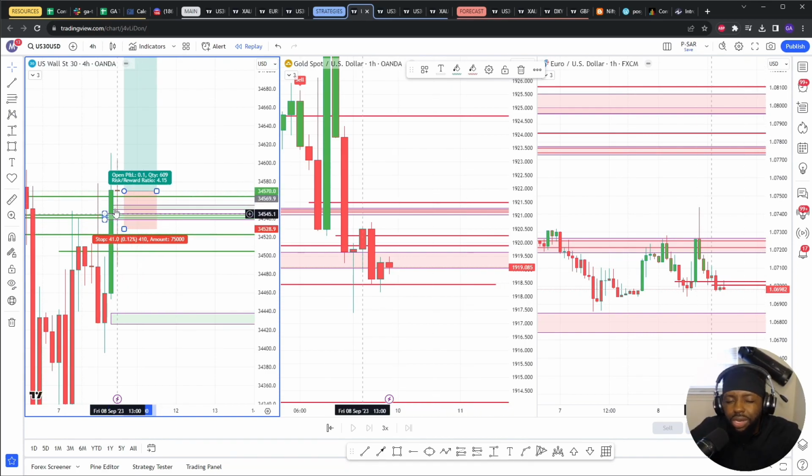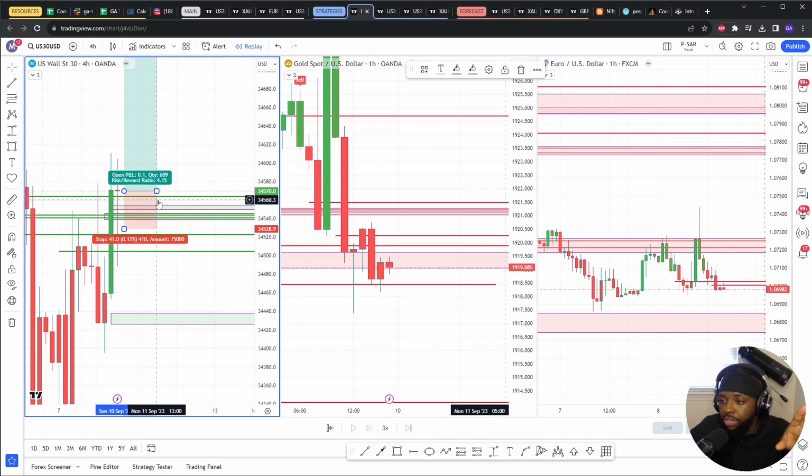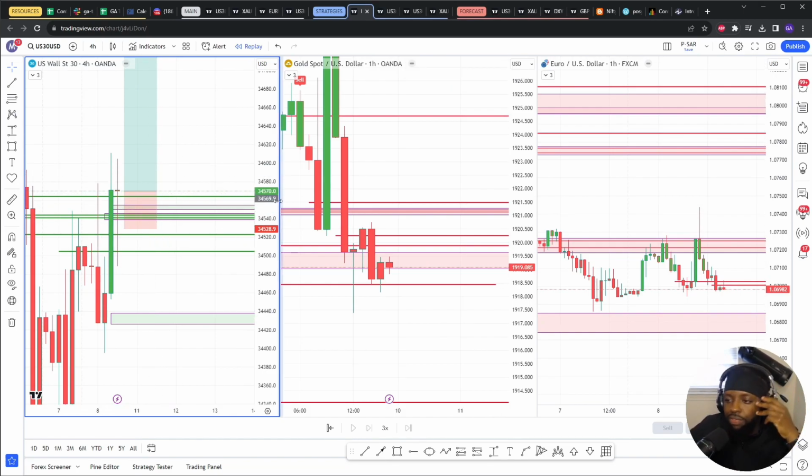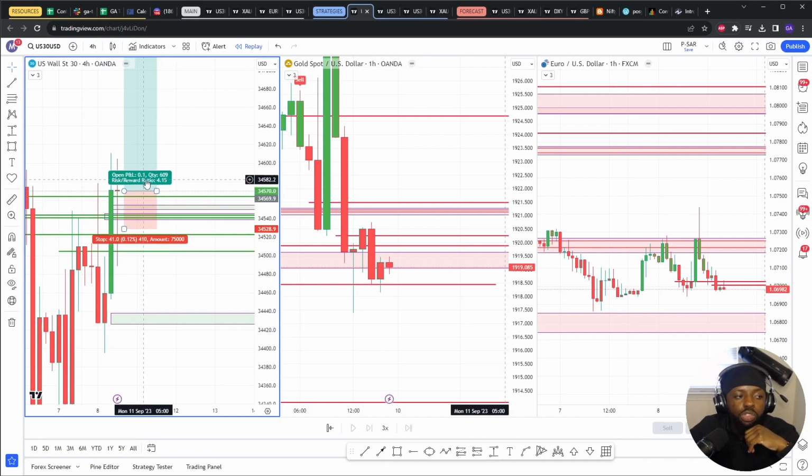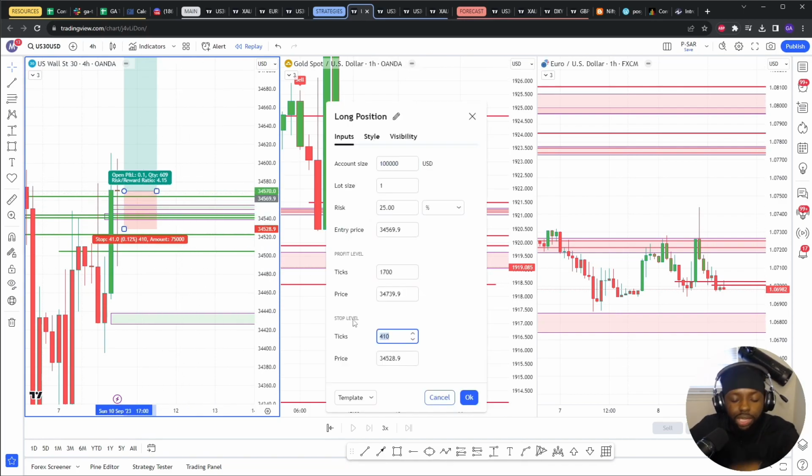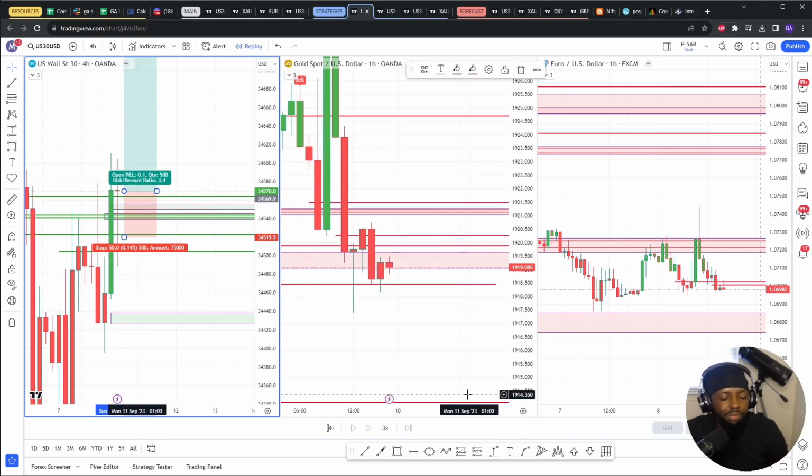So for me, for US30, I try to have a 50 pip stop loss, and I normally go for 100 pip TP. So a 50 pip stop loss is like a $50 move. So if my entry is like at 34,570, my stop loss would be at 34,520. So at the very max, I try to do 50 pips.